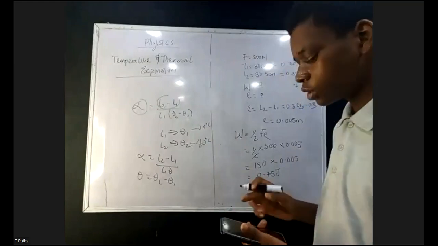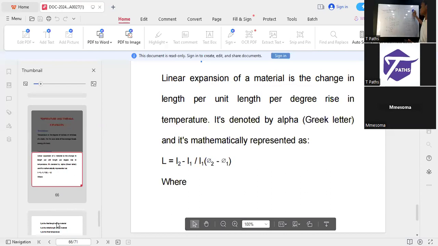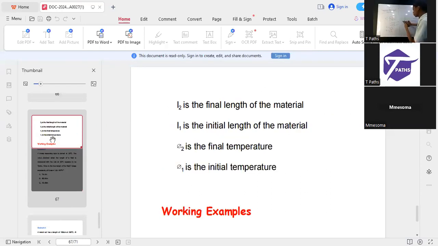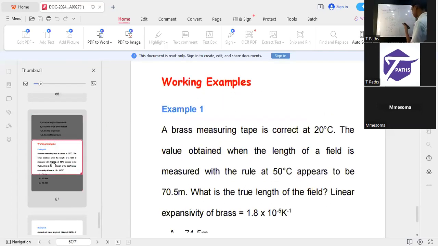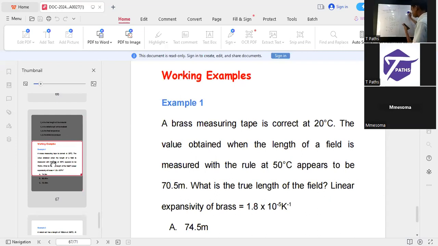All right. So the question says a brass measuring tape is correct at 20 degrees Celsius. The value obtained when the length of a field is measured with the rule at 50 degrees Celsius appears to be 70.5 meters. What is the true length of the field?